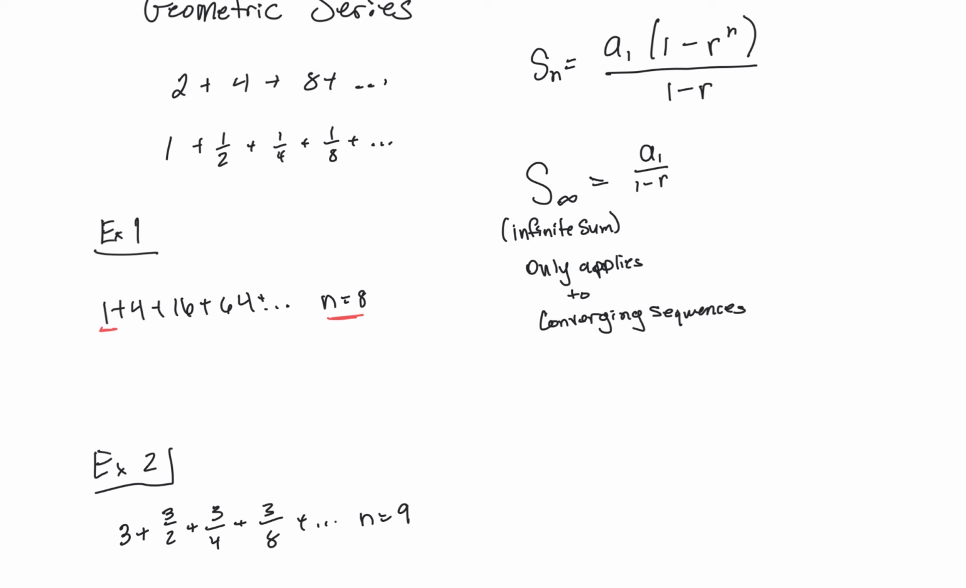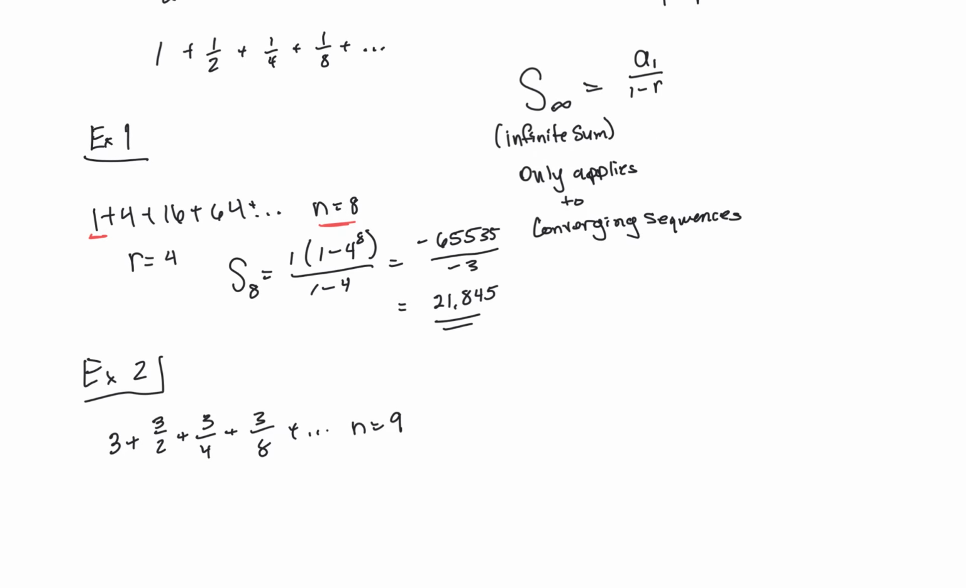If you take any of these numbers, 64 divided by 16, 16 divided by 4, 4 divided by 1, they're all equal to 4. So your sum of your first 8 numbers would be equal to 1 times 1 minus 4 to the 8th power, divided by 1 minus 4 on the bottom. So if we do that math real quick, you're going to get negative 65535 divided by negative 3, which would equal 21,845 as your sum of the first 8 numbers in that list.